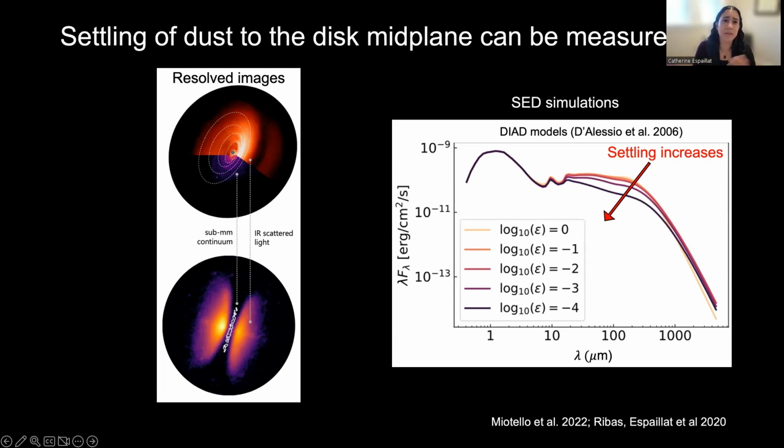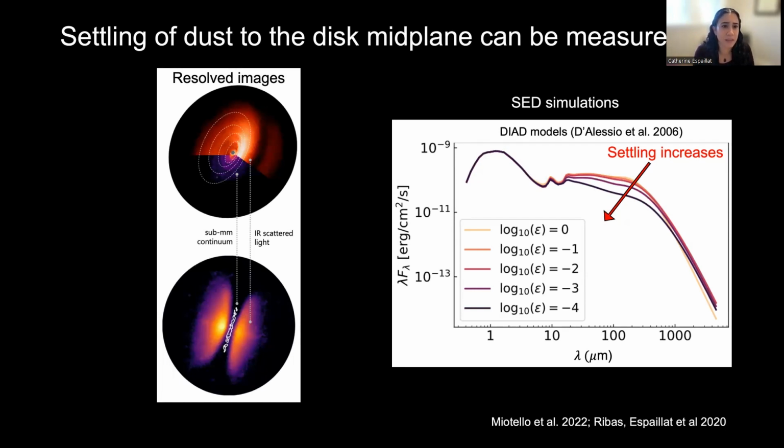And here, the lines correspond to simulations of disks that have different amounts of settling of dust, where this arrow is pointing in the direction where dust settling is increasing. So this lower line here has the highest amount of dust grains settled to the disk midplane, and then the uppermost line here has the most flared disk. So we can see evidence of dust settling by looking at the spectral energy distribution, particularly in the mid-infrared to the far-infrared wavelengths. So in cases where we don't have high resolution images, we can use the spectral energy distribution.